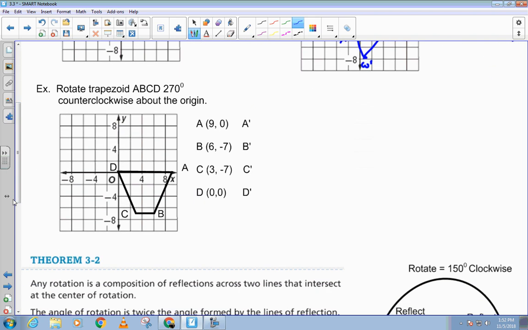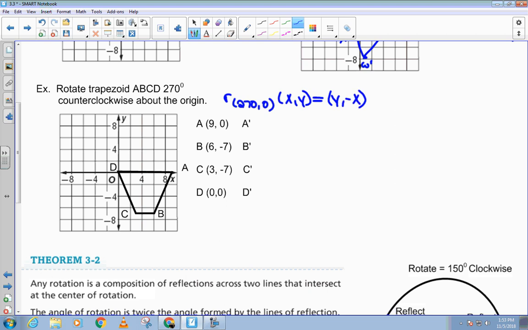Okay, 270 degrees counterclockwise about the origin. Again, it's a rotation of 270 about the origin. Remember, that's the same as 90 degrees clockwise. If you wrote that, you put a negative 90 there, so 270. So you take your x and your y, and what happens? They change signs, right? And they switch places. Okay?